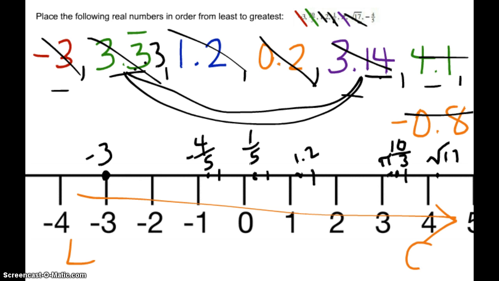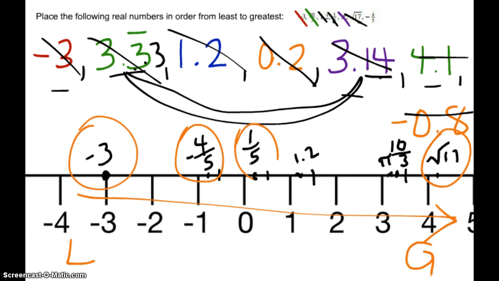Remember that we go least to greatest this way. So our smallest number is negative 3. Then we have negative 4/5, 1/5, and so on. And our largest value is the square root of 17. So use a number line. It really is very helpful.